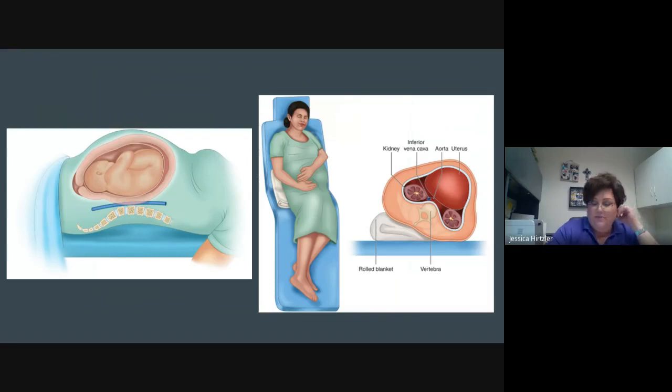Something called supine hypotensive syndrome typically happens in the 3rd trimester, and it's a complication that occurs when the weight of the fetus compresses the inferior vena cava when the patient is on her back. It reduces blood flow to the right atrium, which can decrease preload. Okay. When that happens, when preload is decreased, mom's going to be hypotensive.